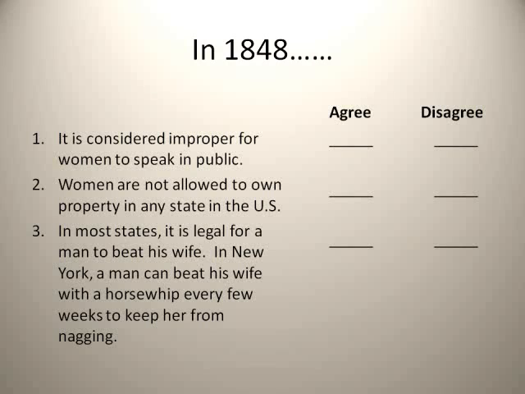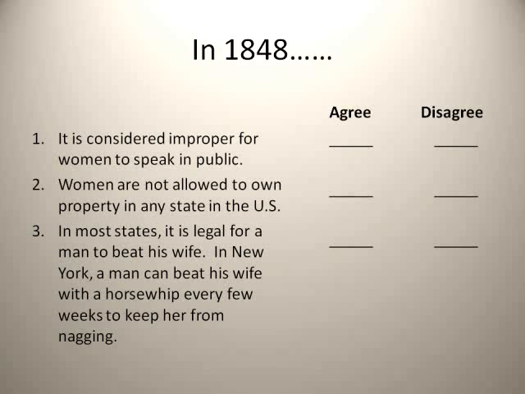Statement number 1. In 1848, it is considered improper for women to speak in public. Do you think that's true or not? Do you agree or disagree with that statement? Statement number 2. In 1848, women are not allowed to own property in any state in the U.S. Do you agree or disagree with that statement? Statement number 3. In most states, it is legal for a man to beat his wife. In New York, a man can beat his wife with a horsewhip every few weeks to keep her from nagging.